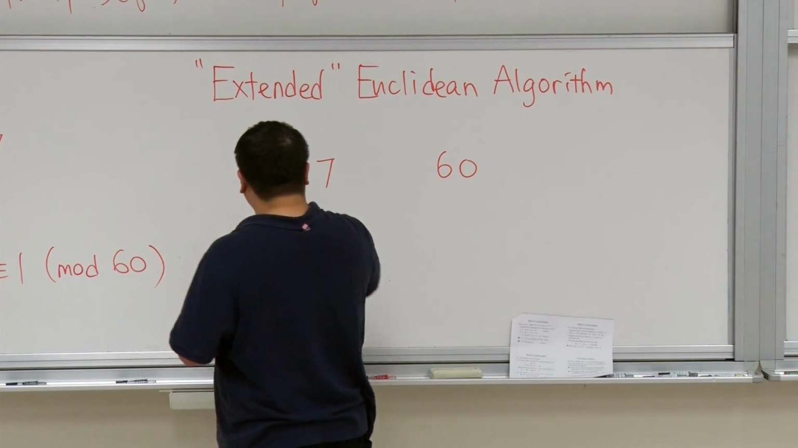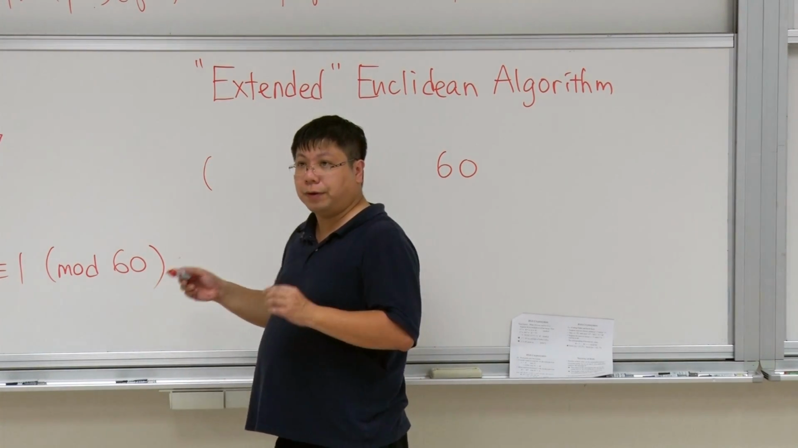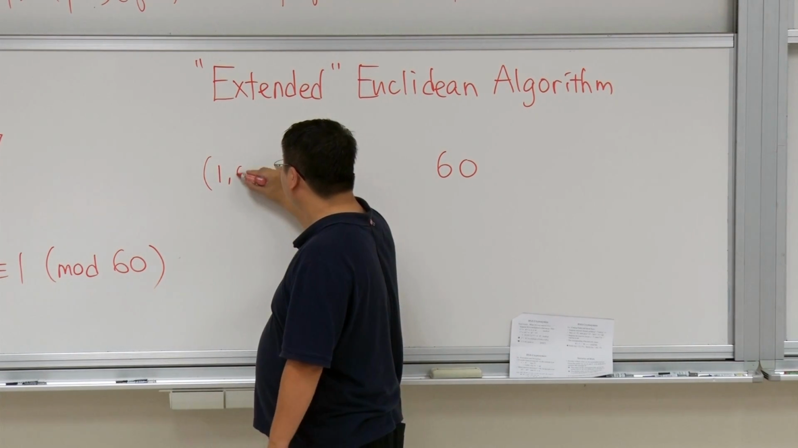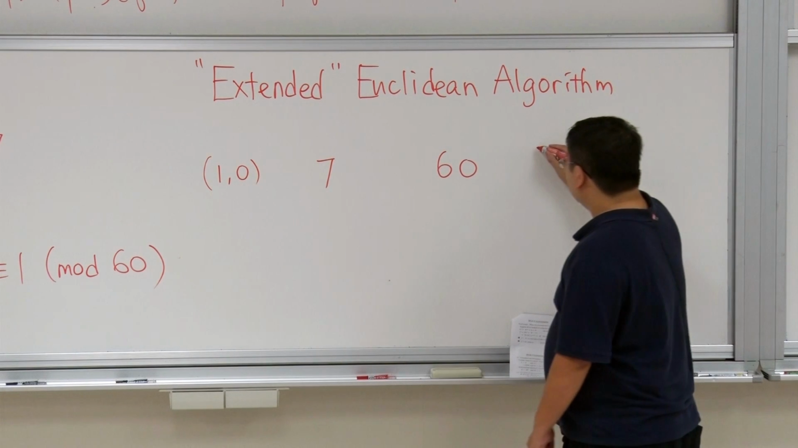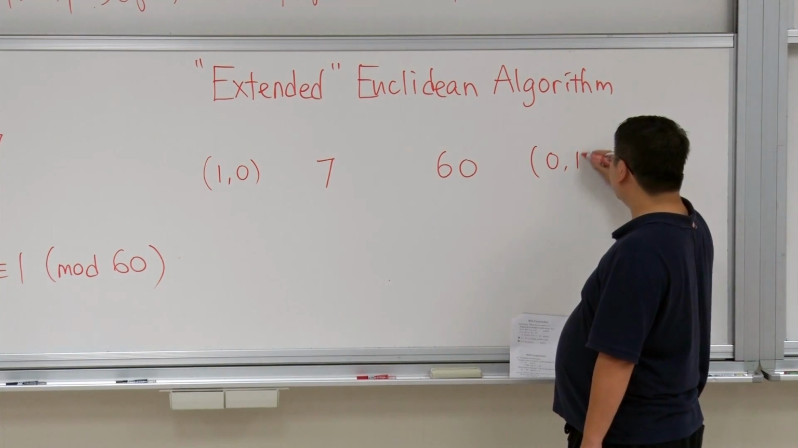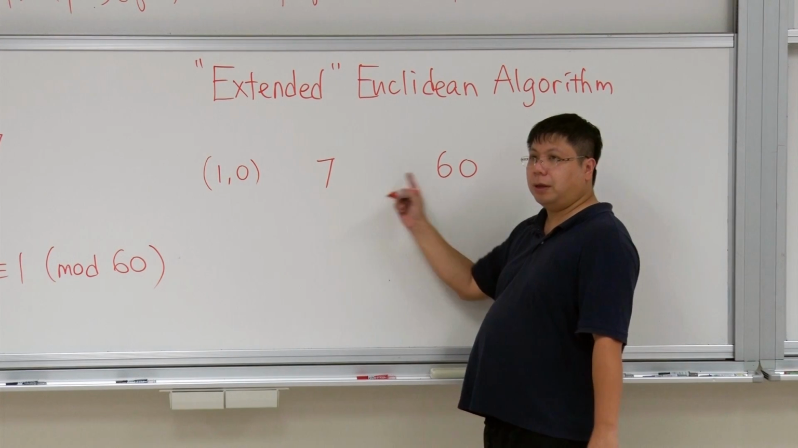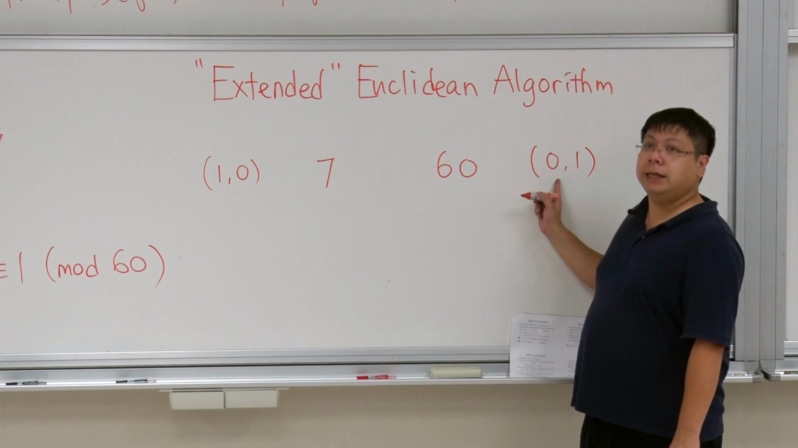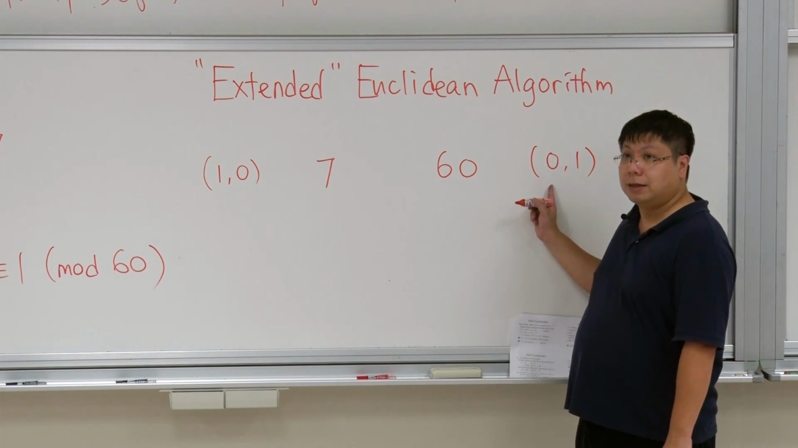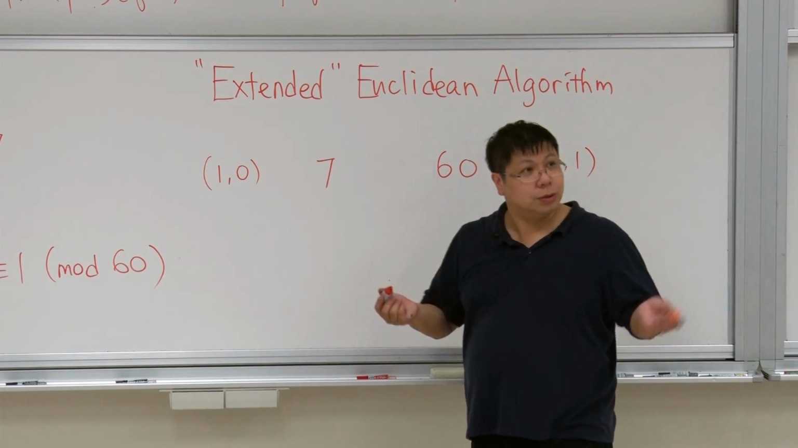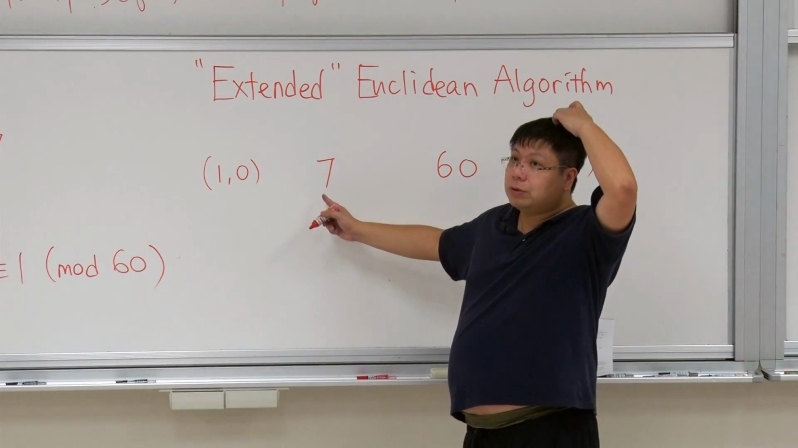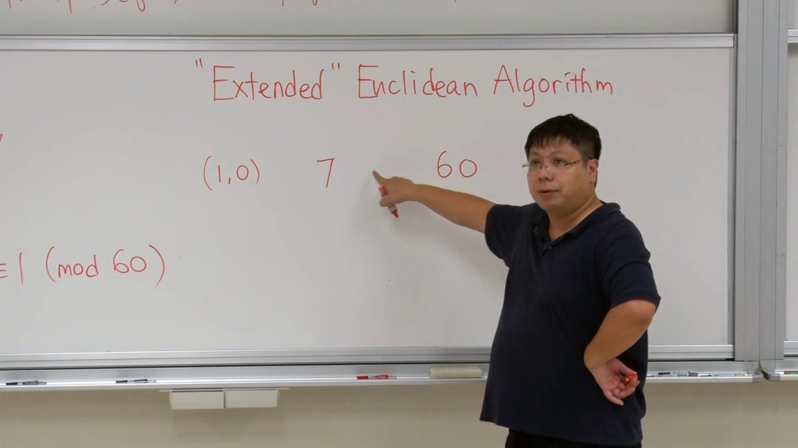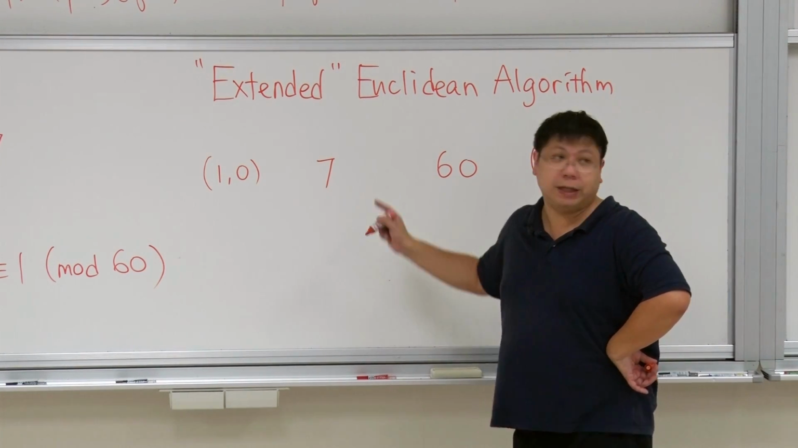But here, for 7, I will represent extra information. 7 is 1 times 7 plus 0 times 60. 60 is 0 times 7 and 1 times 60. So I'm going to represent each number with a linear combination of 7 and 60. When you look at the Euclidean algorithm, you deduct as many 7s from 60 as possible. You can deduct 56, am I correct?